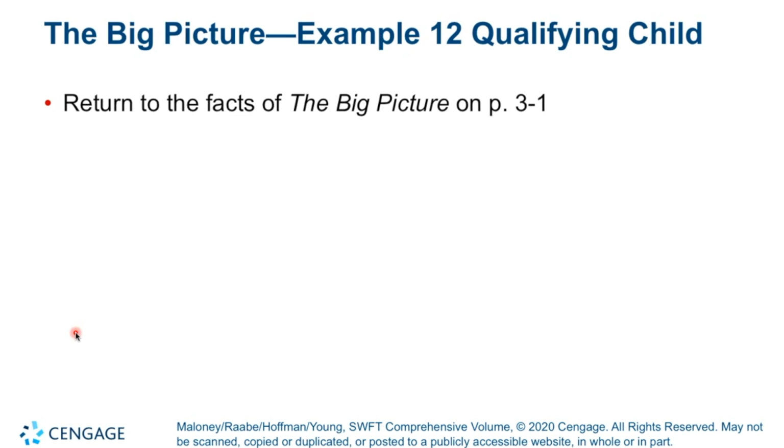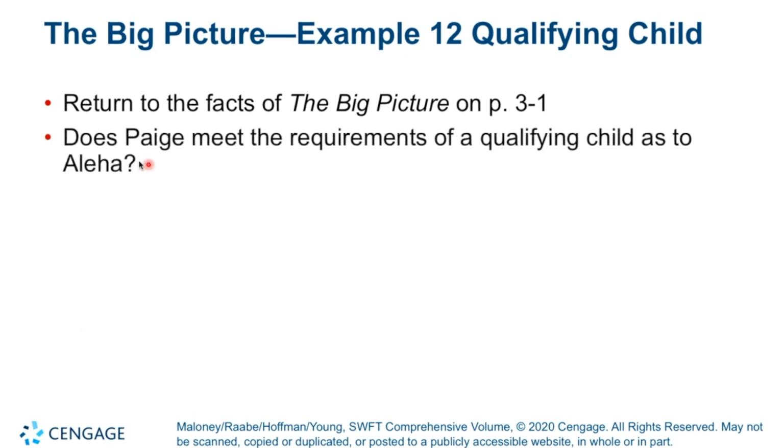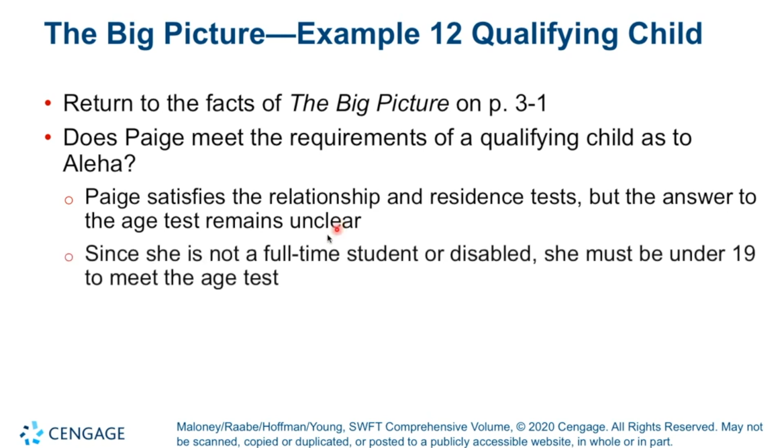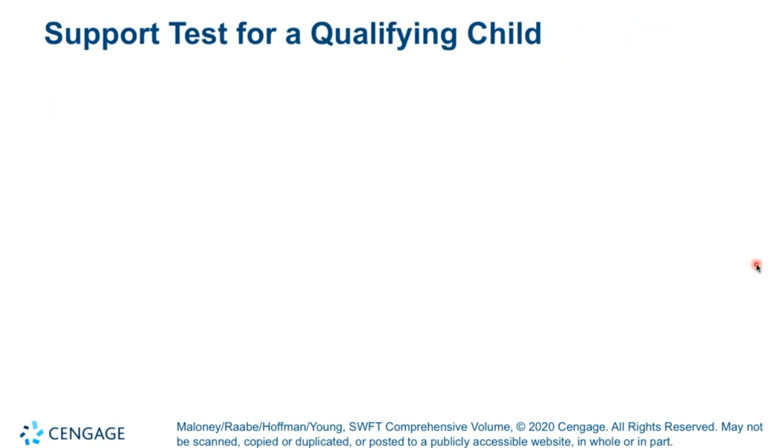So we're going to go back to our original example here. Remember, we had Paige, the family friend. Oh, Paige was the stepdaughter. So does she meet the requirements as a qualifying child? She was a stepdaughter. So Paige does satisfy the relationship and residency test, but the answer to the age test remains unclear because we didn't have that information. But since she is not a full-time student or disabled, she must be under age 19 to qualify.